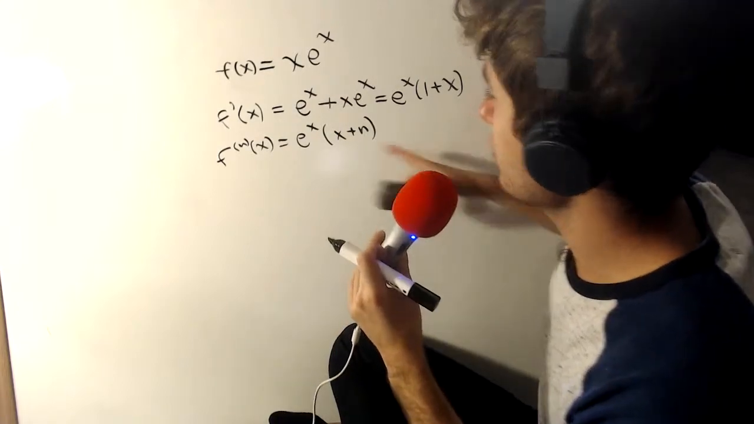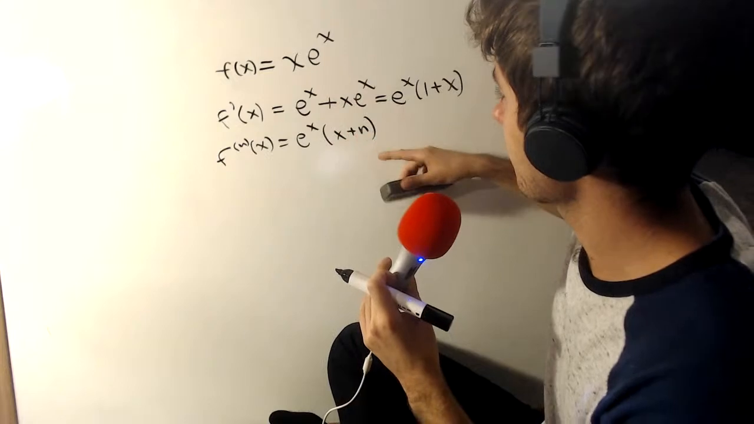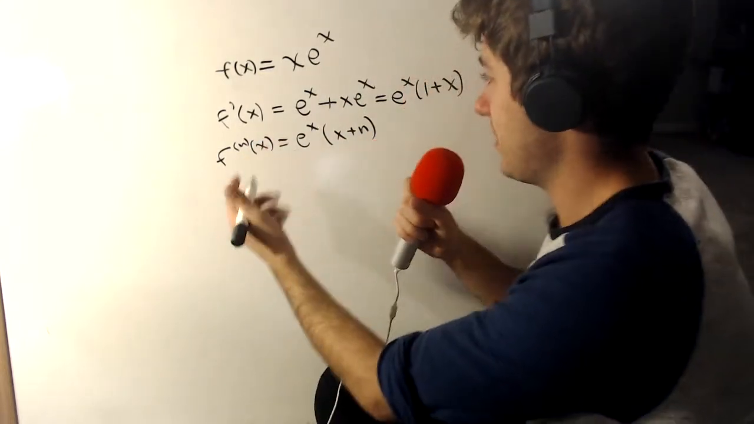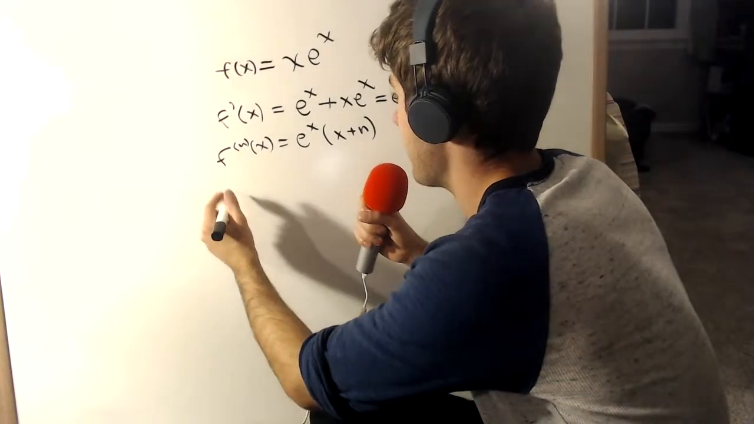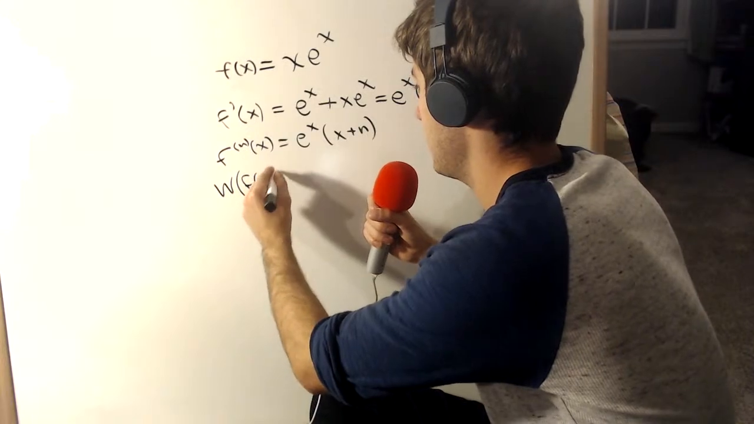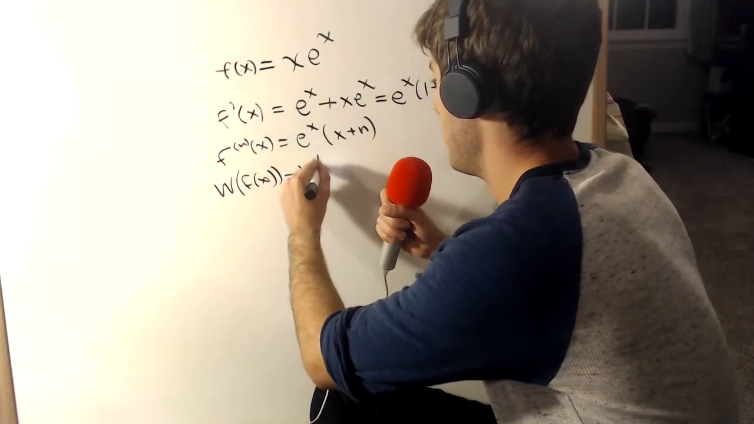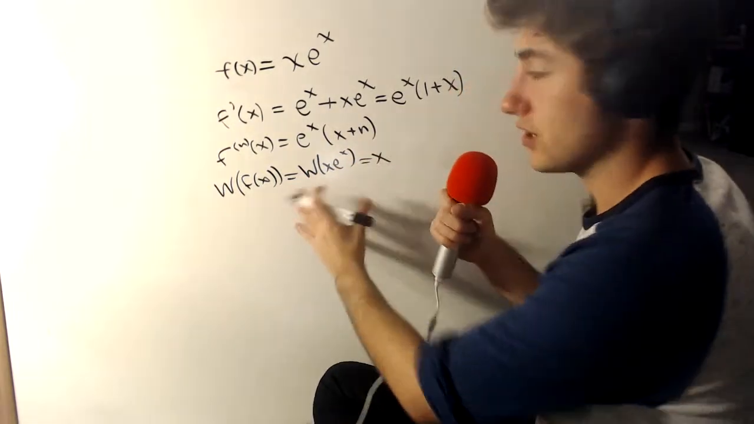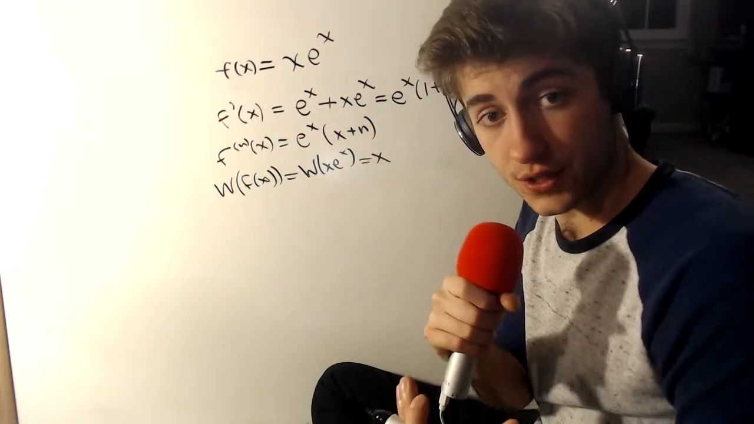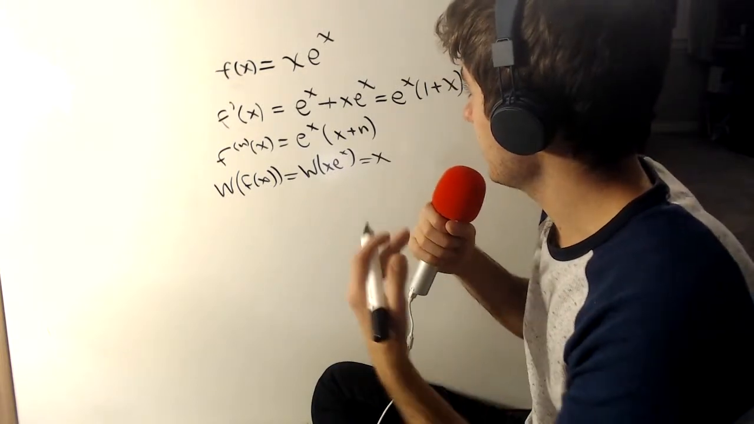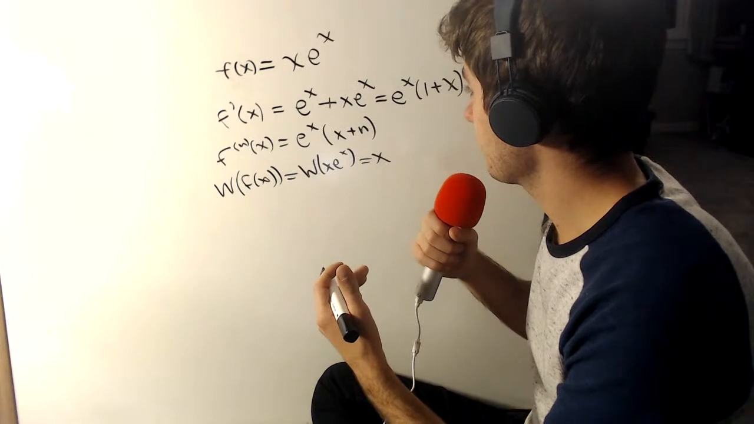Point is, what we want to do is try and think about the inverse of this function. So what we have to do is define something that is, by definition, the inverse of it. So we'll say that w of f of x, which will be w of x times e to the x, is equal to x. So this function w is going to be our inverse function, right? This is going to be the thing that undoes f of x. And so let's see what we can do.